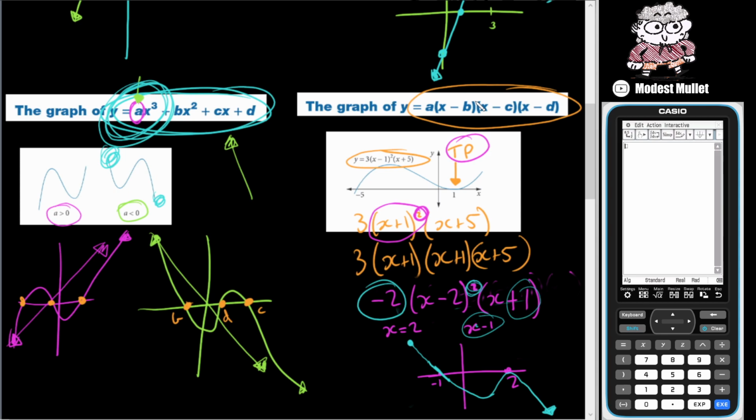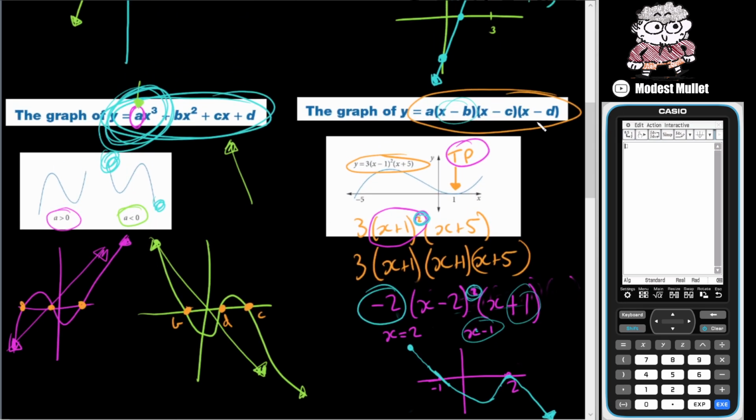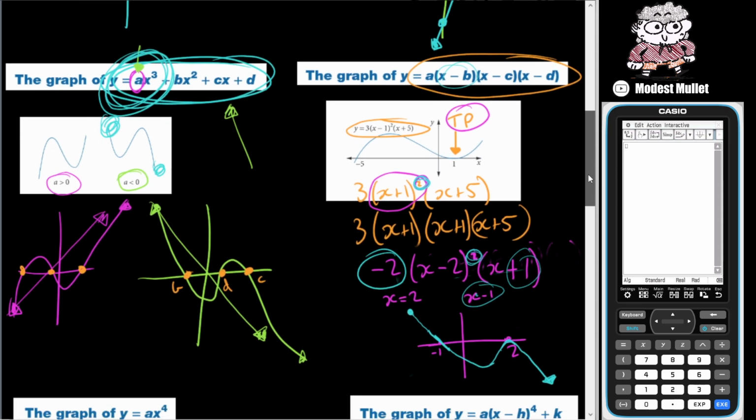So to summarize, if the factor is linear in that it's a single one and it's not repeated, then that intercept is going to cross through. If it is a repeated factor, then it is going to have a turning point at that intercept. And that's graphing cubics. The skill of getting to that factorized form is everything else we've done prior. You can use factor theorem, you can use remainder theorem, you can use long division, synthetic division, equating coefficients, whatever you want. But that's why it's important to be able to factorize this, so you can then graph using the intercepts.